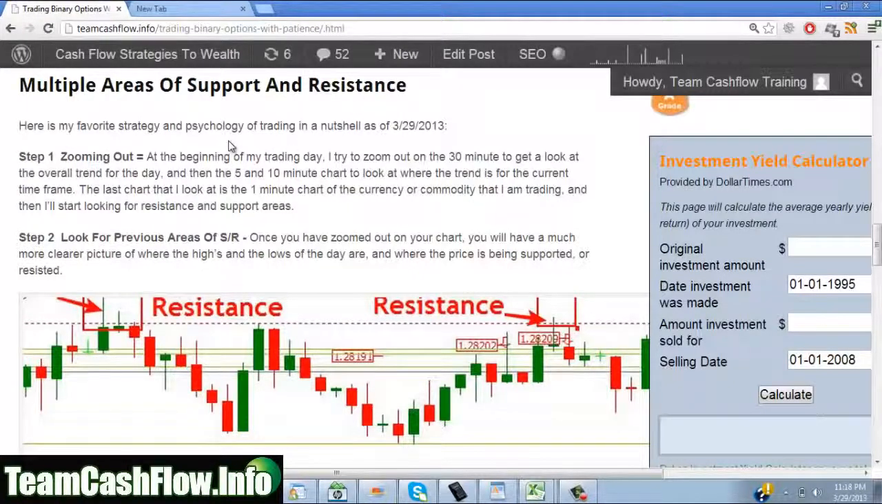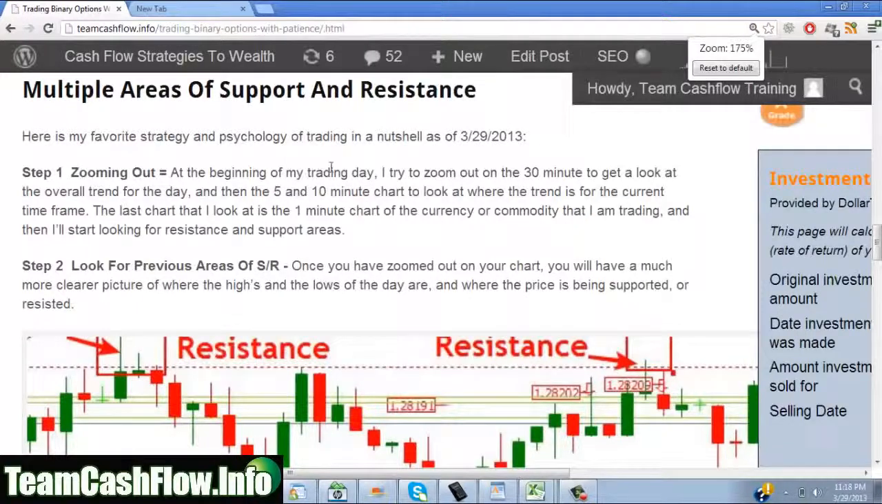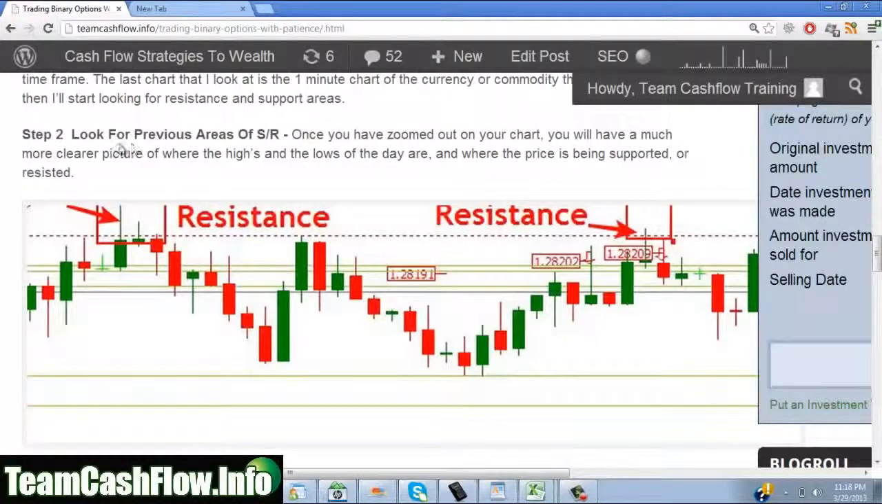It's helping me get nice winning streaks going. Step one is zooming out on your charts. What I like to do is look at the 30-minute chart to get an overall feel for the trend of the day, and then the 5-minute and 10-minute charts to look at where the trend is for the current time frame. I trade 5 to 10-minute expiries, so that's why I look at those. And then as I'm about to place my trade, I'll switch over to the 1-minute chart to get a detailed overview of the currency or commodity that I'm trading. And that lets me look at the other steps closer.